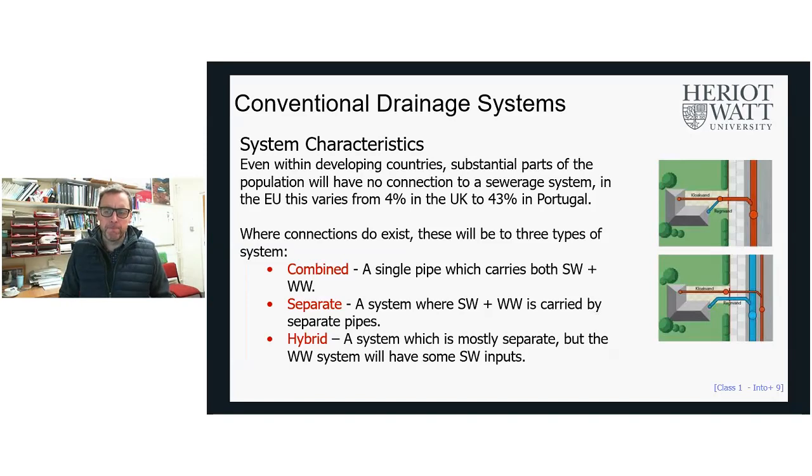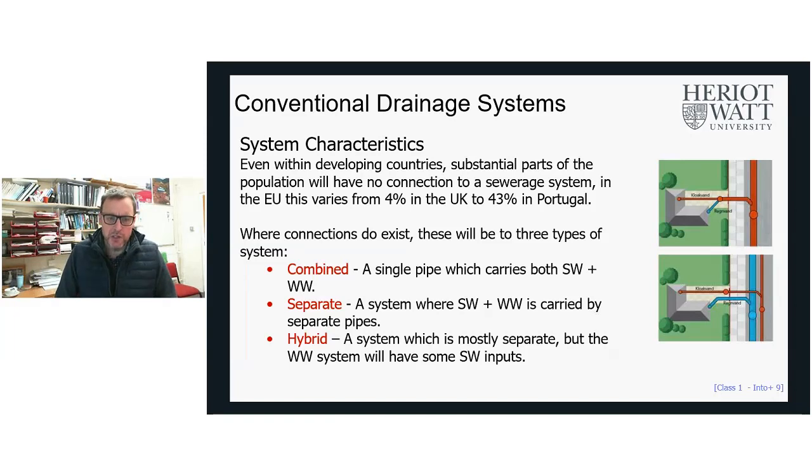So in most of the UK and in most of the EU and elsewhere, your property is connected to some sort of drainage system, and these will normally be one of 2 types.